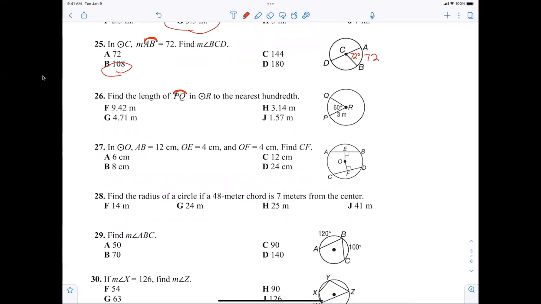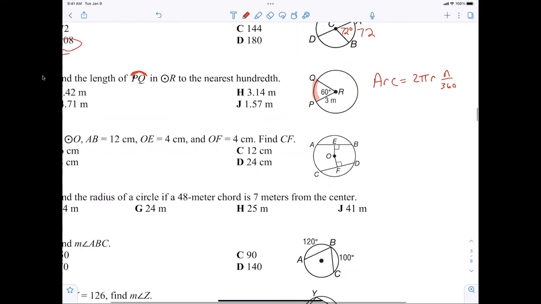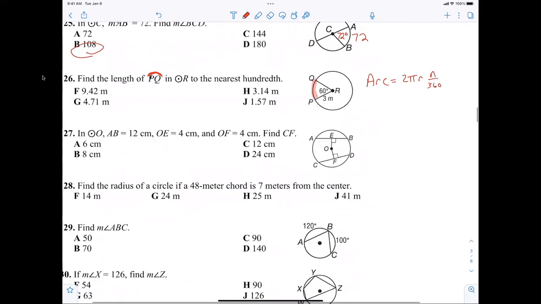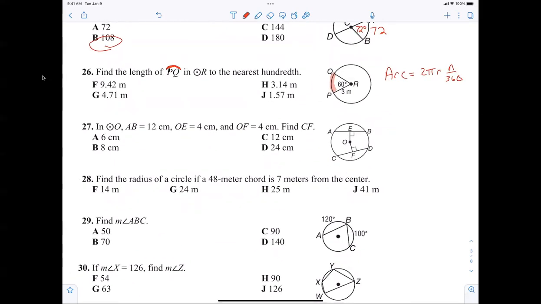Find the length of arc PQ. All right, now, the length is that formula where it's a fractional part of the circumference, right? So arc is equal to 2 pi r times n out of 360. Is everybody good with that? Does everybody remember? The arc length is just a fractional part of the circumference. So what's my answer for number 26? Is everybody agreeing it's H?